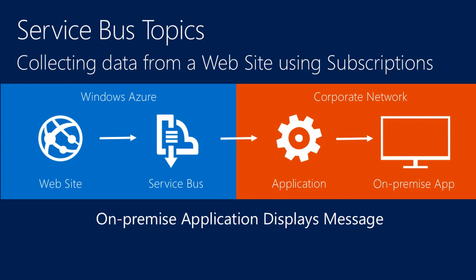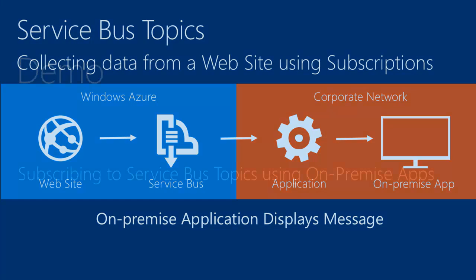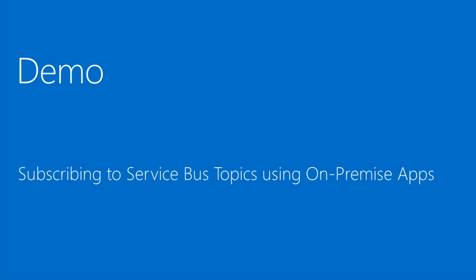Okay? So as soon as the service bus gets a message into that topic, it's going to take the message off that topic. Anybody that has subscribed to that message is going to get it, and it's going to do whatever work it needs to do. So here's our demo. Subscribing to a service bus topic using on-premise apps. Now let me set this up for you.